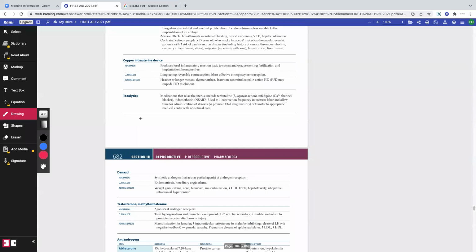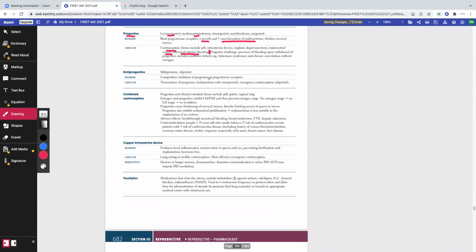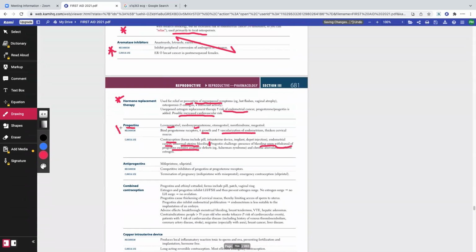Okay, now my question is, if there is a female who has fibrosis of the uterus in Asherman syndrome, in a progestin challenge test, will there be withdrawal bleeding? The answer is no. So can we use this to diagnose uterine fibrosis and synechiae? The answer is yes. Very important. So progestin challenge, presence of bleeding upon the withdrawal of progestin, excludes anatomical defects such as Asherman syndrome and chronic anovulation. Very, very important. Okay, so estrogen and progesterone, very important.